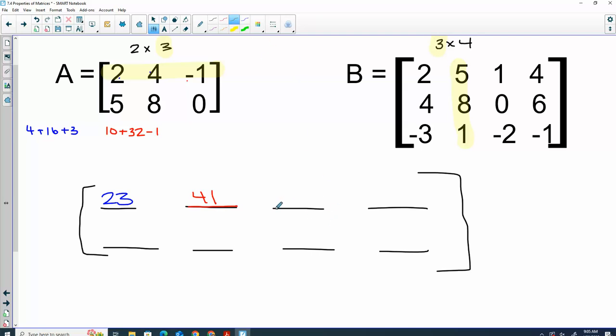Now I need the number in the first row and the third column. So I take the first row times the third column. So you multiply corresponding numbers. 2 times 1 is 2. 4 times 0 is 0. -1 times -2 is +2. Add those together and we get 4.